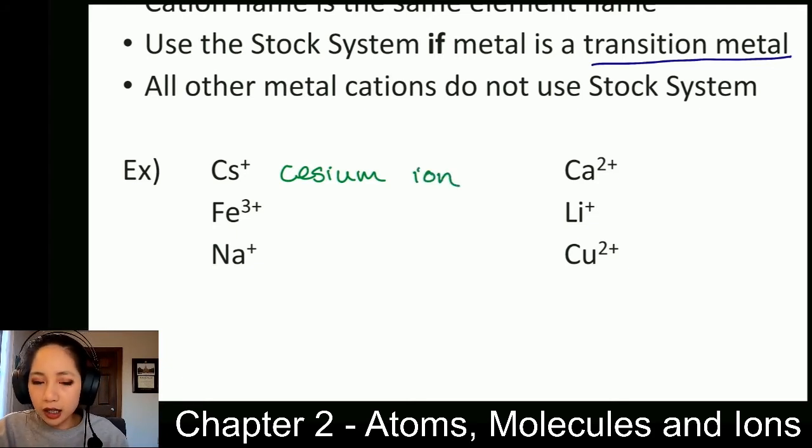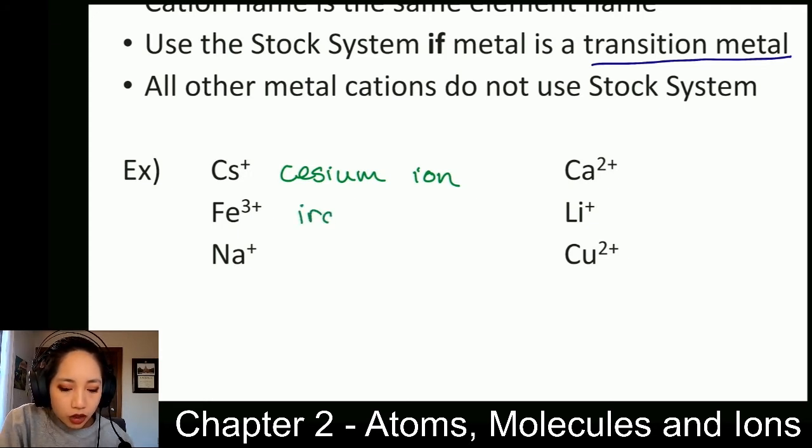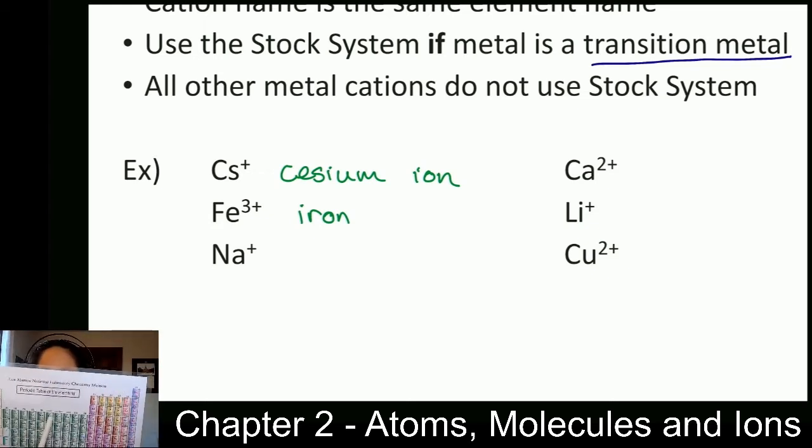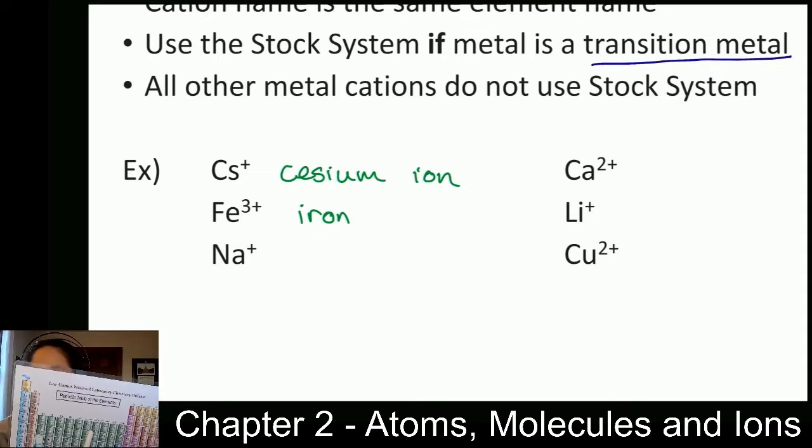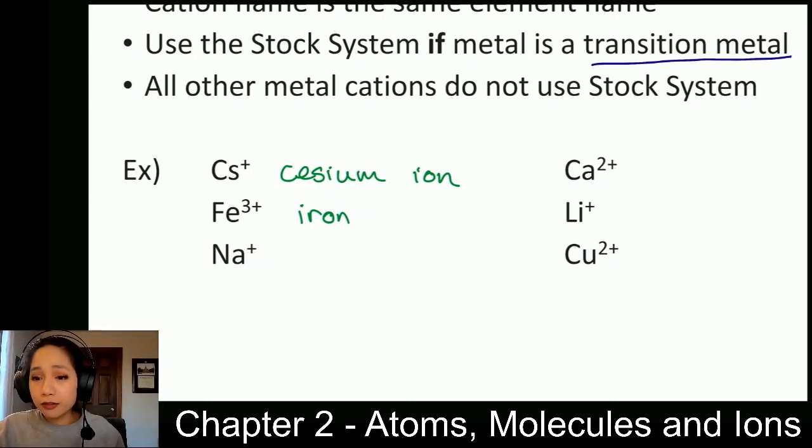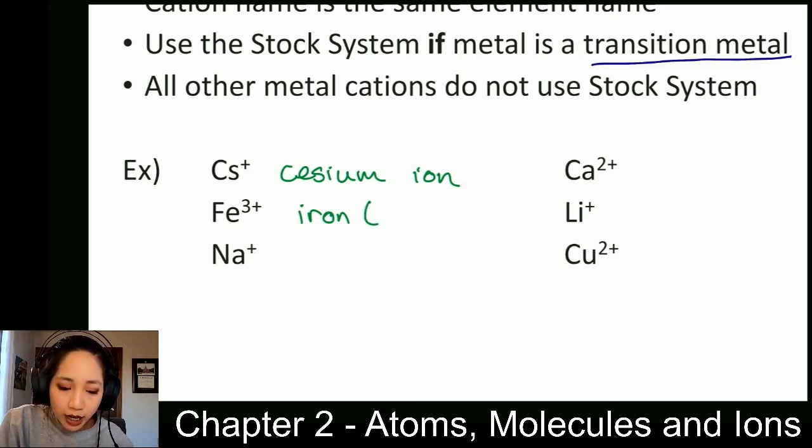And I just tack on "ion" there because it is an ion. This distinguishes it from a neutral cesium atom. Next we have iron 3+. Remember, it's just the name, so iron. But do we need to use the stock system? Iron is here on the periodic table. It is a transition metal, so we need to indicate the charge to distinguish it from a different charge. Because it's an iron 3+ ion, in its name we would write iron, Roman numeral 3 in parentheses, and it's an ion.